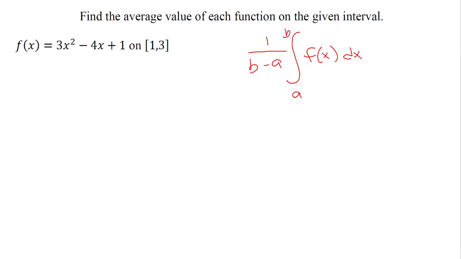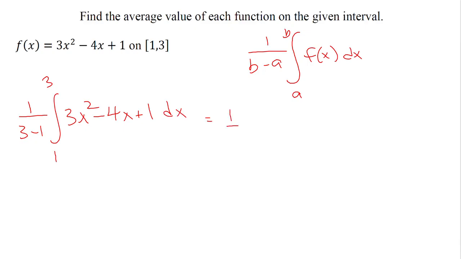There's not a whole lot going on here that's different than all of our regular integration. We just have to remember to put that coefficient out into the front. So this one should be 1 over 3 minus 1 times the integral from 1 to 3 of 3x squared minus 4x plus 1 dx. Well, that ends up being 1/2 of this integral, which is, using the power rule, x cubed minus 2x squared plus x evaluated from 1 to 3.